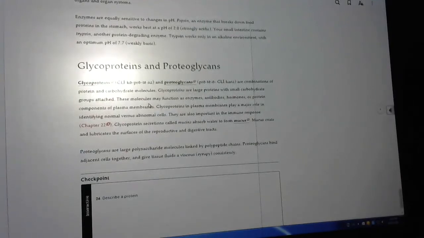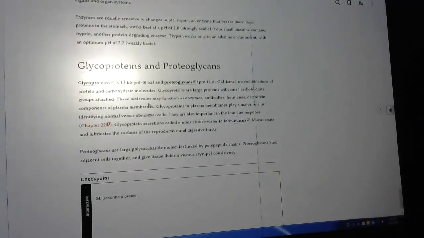So glycoproteins are large proteins with small carbohydrate groups attached. These molecules may function as enzymes, antibodies, hormones, protein components of plasma membranes. Glycoproteins in plasma membranes play a major role in identifying normal versus abnormal cells. So glycoproteins are our cell identity markers. Every one of our cells has an identity marker that tells our immune system that it's us. If it doesn't have that, our immune system will attack.